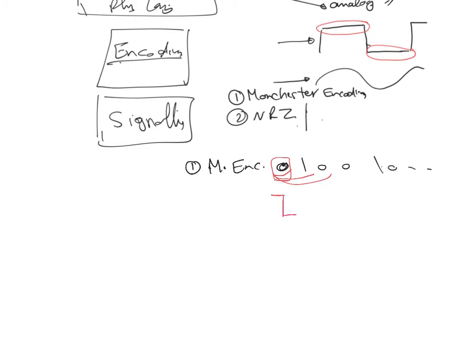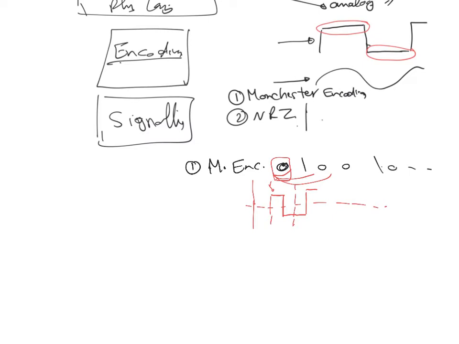So the 0 will be converted into a positive. Let's say that this is the origin. Okay, so the 0 will be positive and then negative. The 1 will be negative first and then positive. So each bit will be converted into 2 voltage levels.